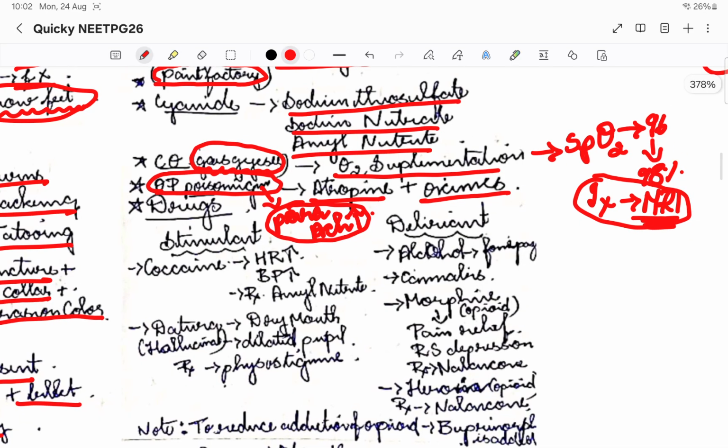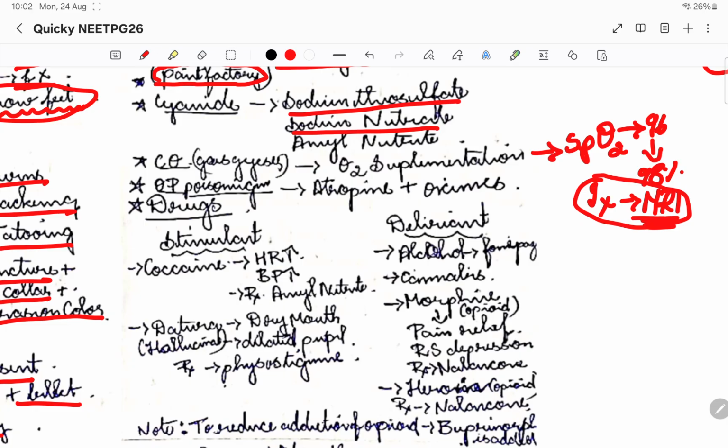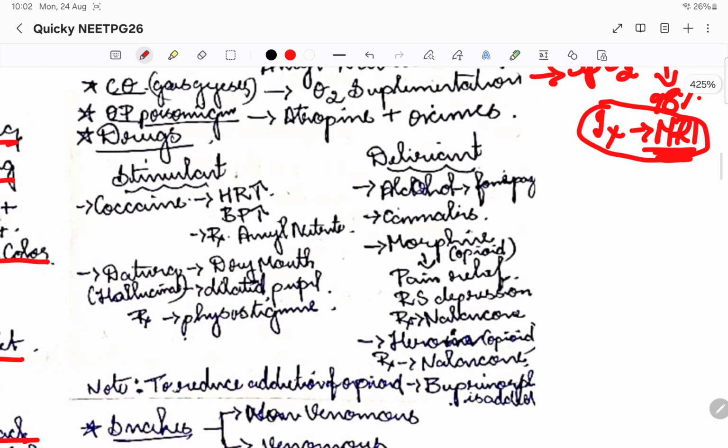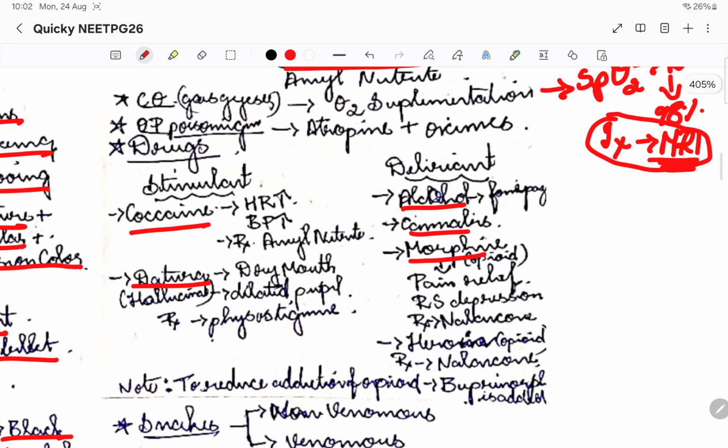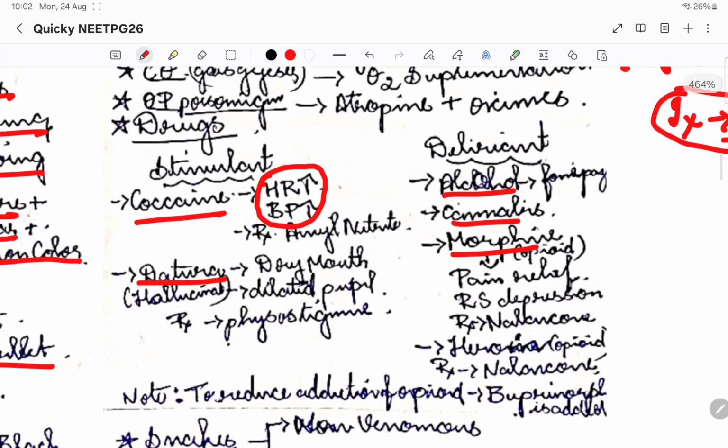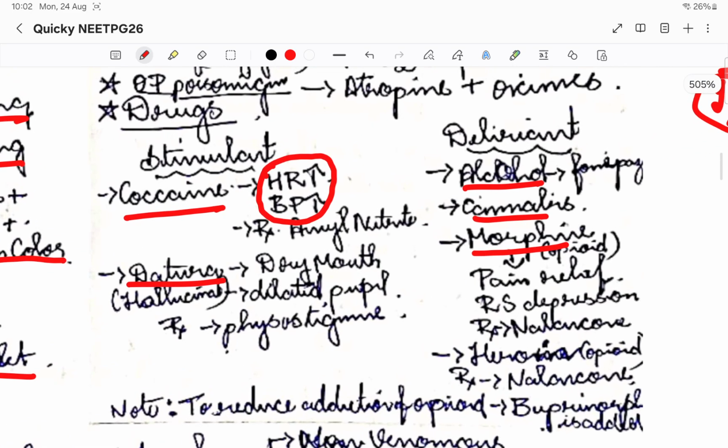Then coming to drugs that are very important, they are asking about stimulants and deliriants. The two main stimulants are cocaine and datura, whereas the deliriants are alcohol, cannabis, and the opioids. Let us see the features one by one. Here in cocaine, it is sympathetic, where the heart rate and BP will be increased. Long-term cocaine users, you know that, right? The insect crawl sign and all will be there.